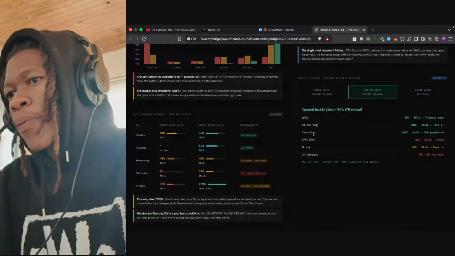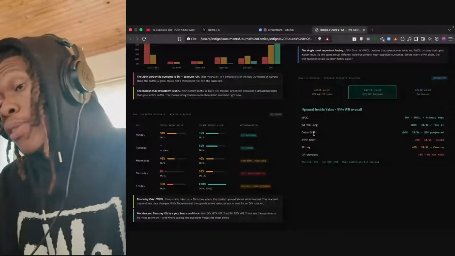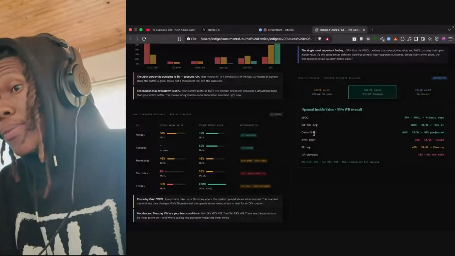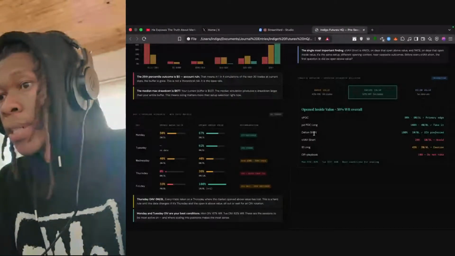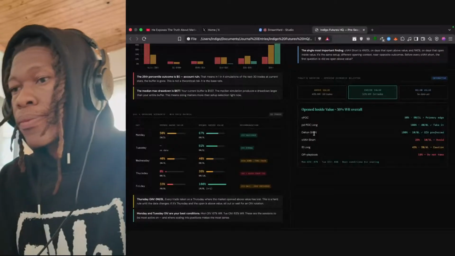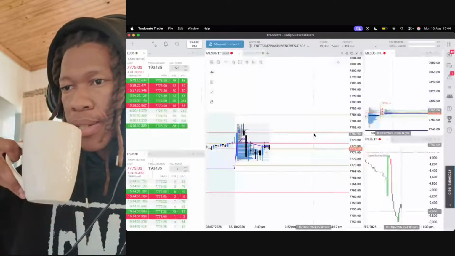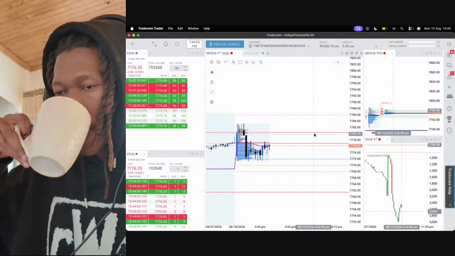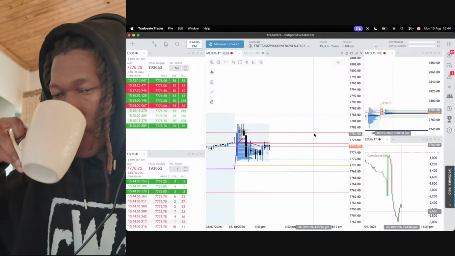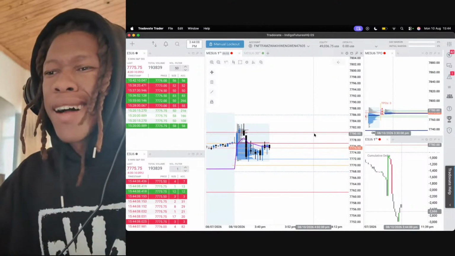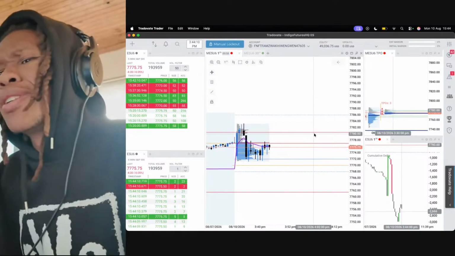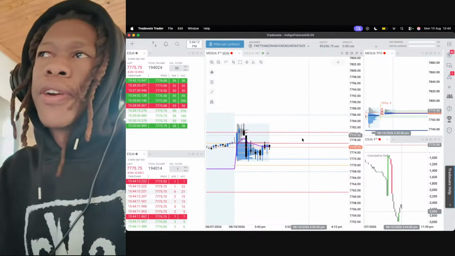So that's shorting previous day value area high. So no overnight value trades, basically. No overnight value area high trades. That's what I'm trying to say.